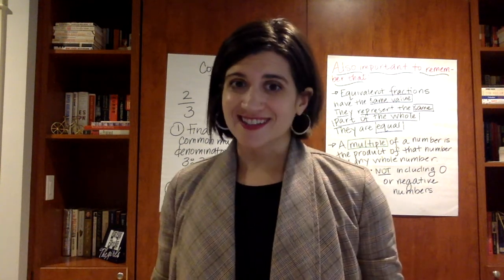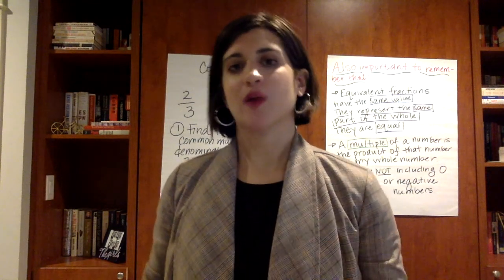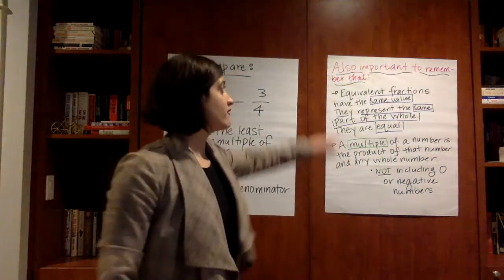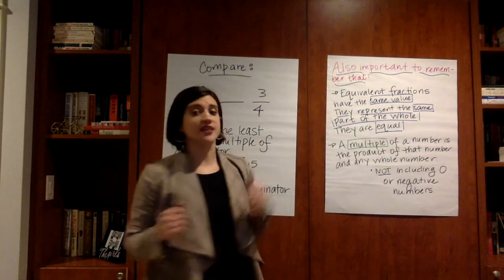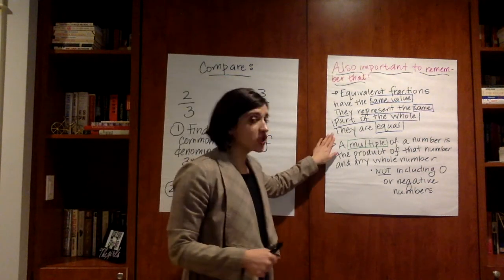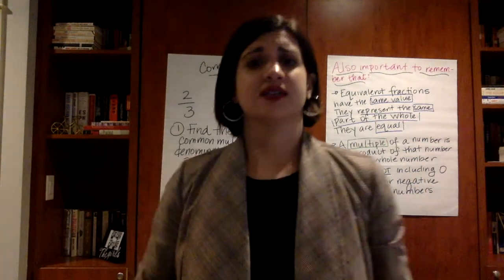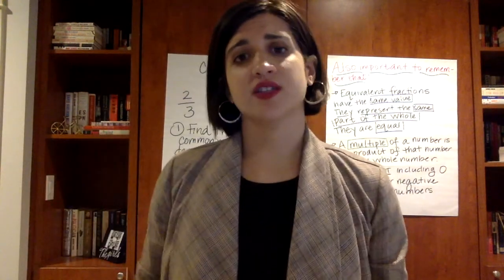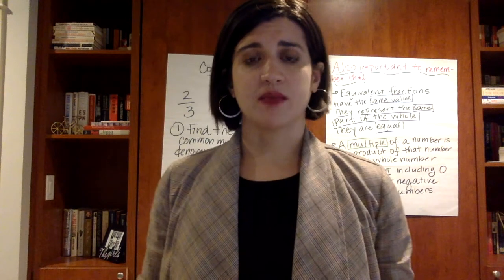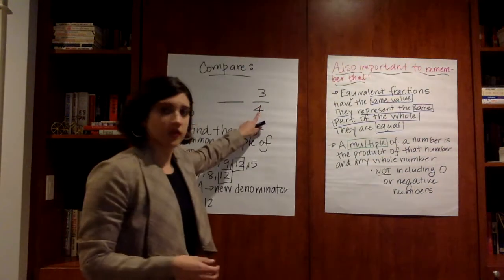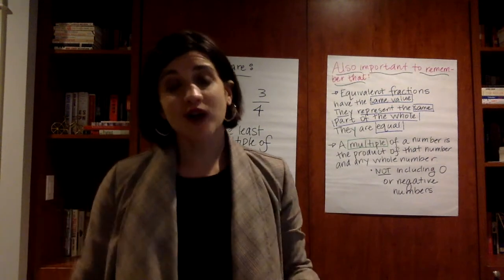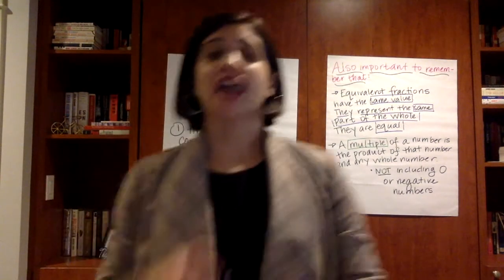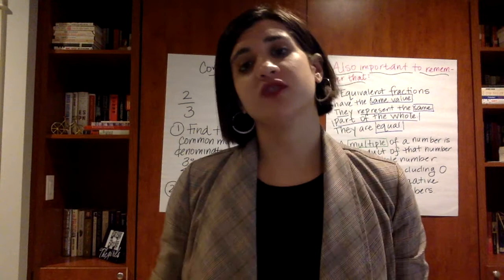With that said, I need to make sure you remember what equivalent fractions means. An equivalent fraction has the same value. They represent the same part of the whole. They are equal. That means that 2/3 has a fraction with a denominator of 12 that is worth the exact same amount. And that there's a fraction with 3/4, a fraction with a denominator of 12 that is worth the same as 3/4. And I love using the example of my class.